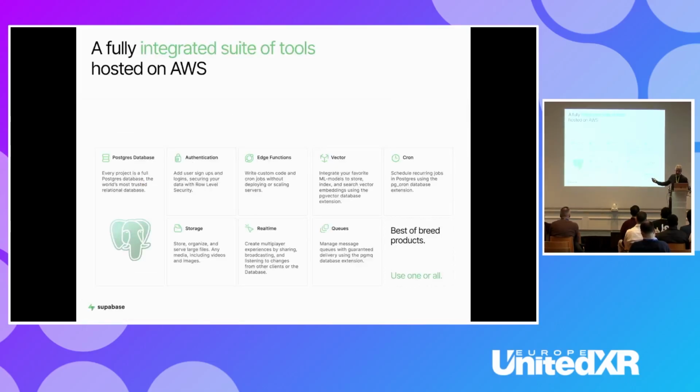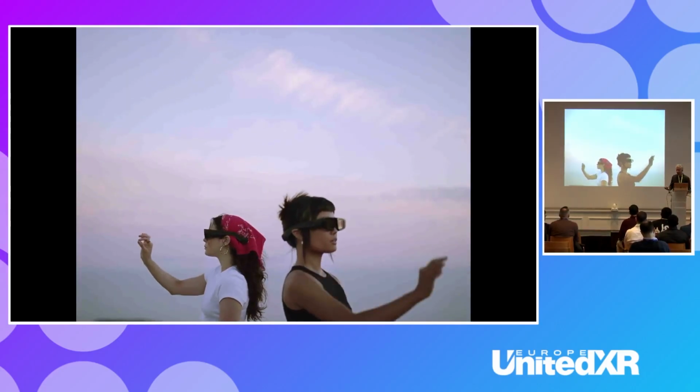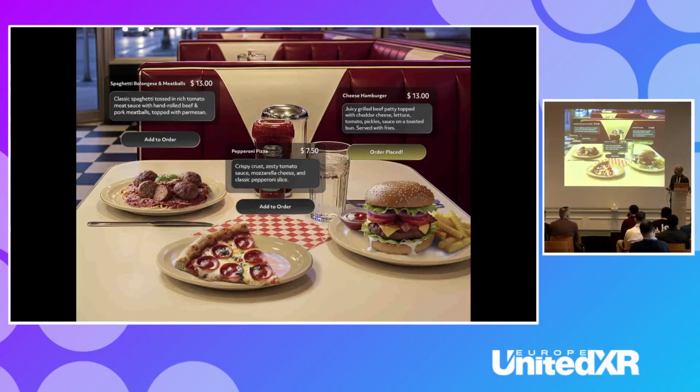Some of the functionality Supabase provides is listed here: authentication, storage, think like S3, edge functions that let you run any cloud computing function, distribute them across the globe with really low latency, real-time connectivity, and then vector queues, cron. For building AR applications, the ones that are most interesting are things like edge functions.